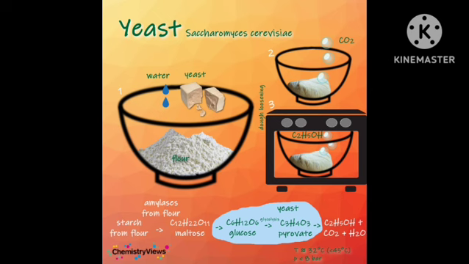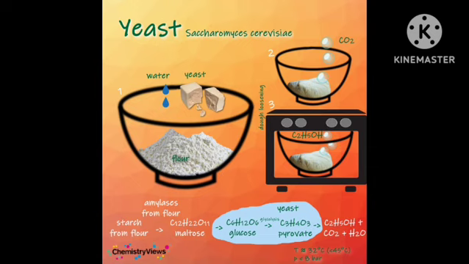Yeast falls under the biological leavening agents, more specifically, a single-celled fungus. The common species used in baking is Saccharomyces cerevisiae. When yeast is mixed into dough, it feeds on the sugar present, either the natural sugars from the flour or added sugars. Through a process called fermentation, yeast breaks down the sugar and produces two main byproducts, carbon dioxide and alcohol.